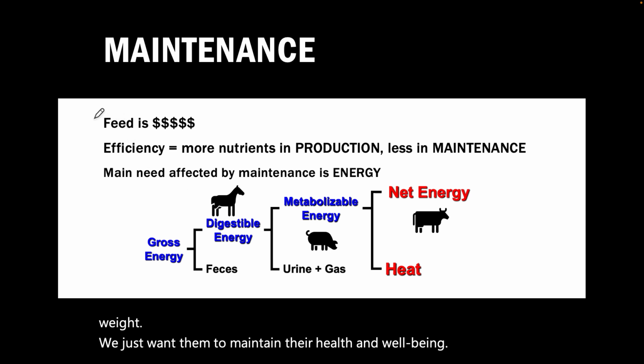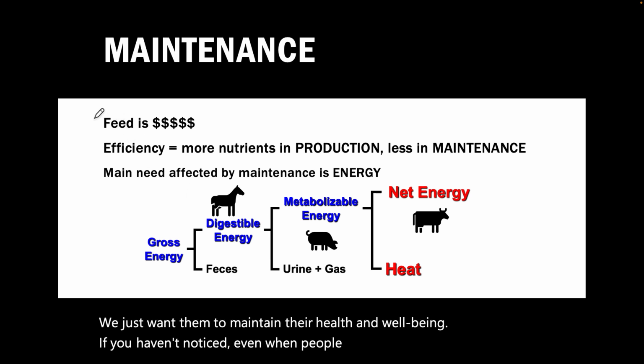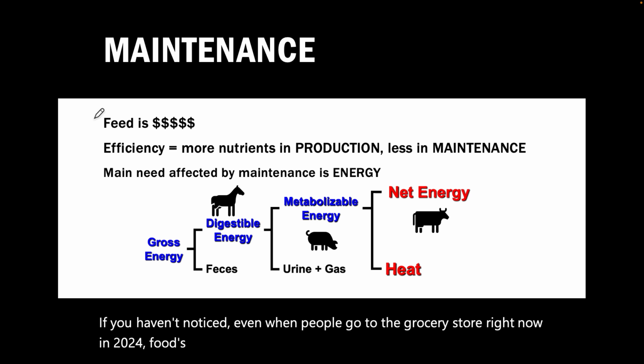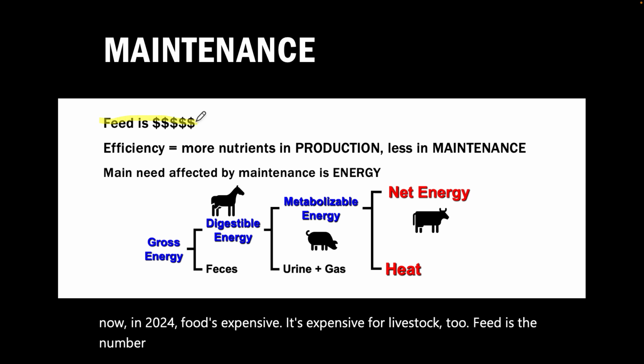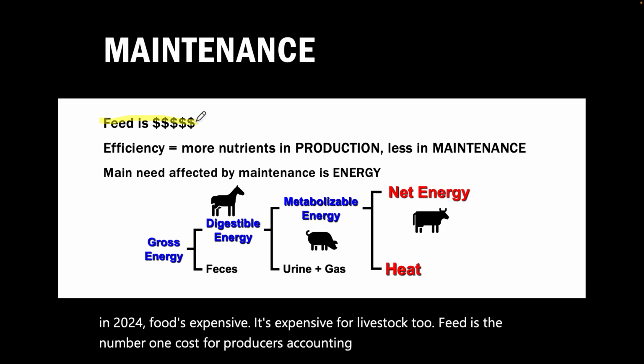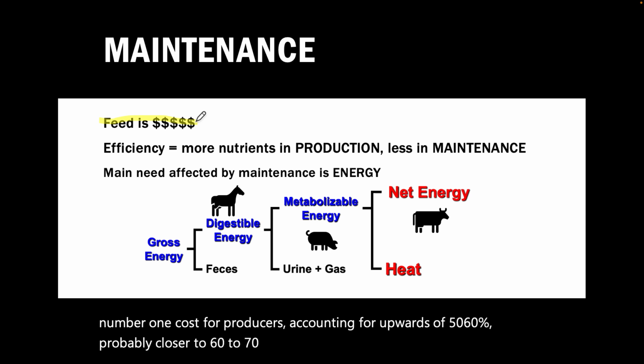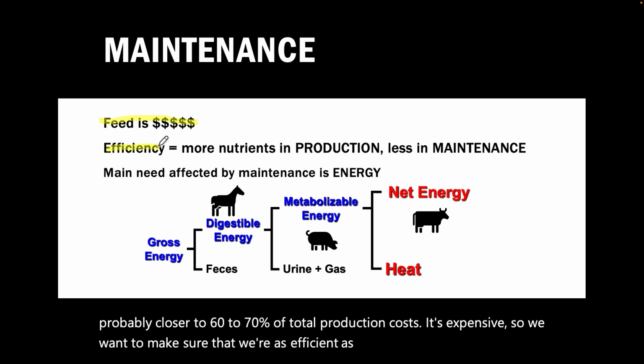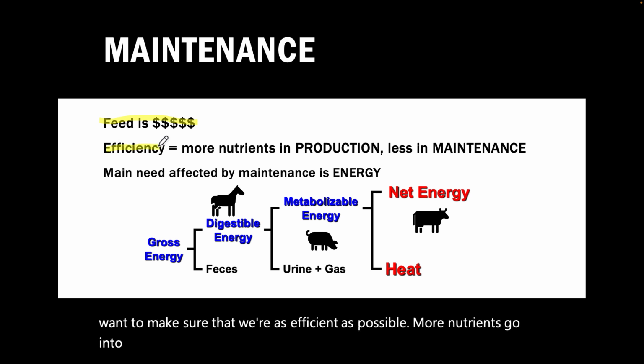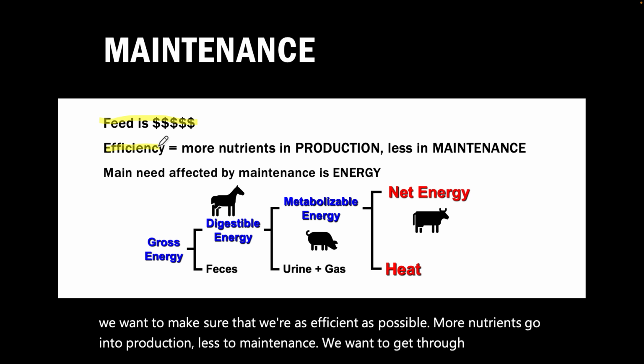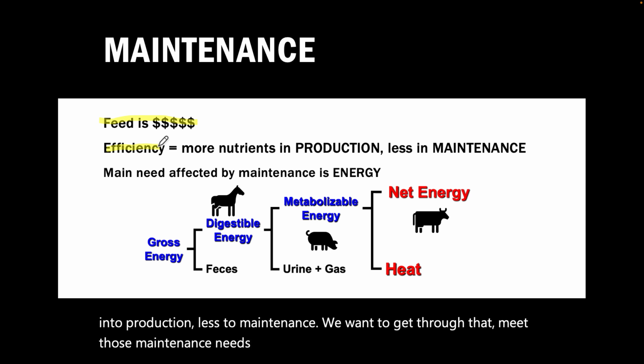We just want them to maintain their health and well-being. If you haven't noticed, even when people go to the grocery store right now in 2024, food's expensive. It's expensive for livestock too. Feed is the number one cost for producers, accounting for upwards of 50-60%, probably closer to 60-70% of total production costs. So we want to make sure that we're as efficient as possible. More nutrients go into production, less to maintenance. We want to meet those maintenance needs as efficiently as we can.